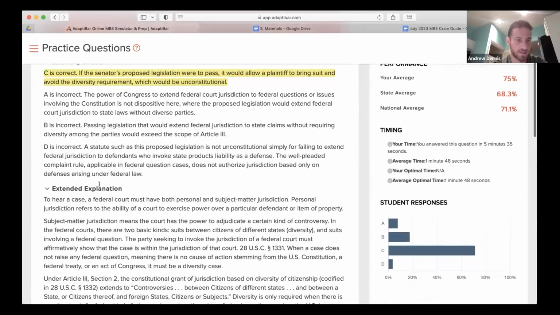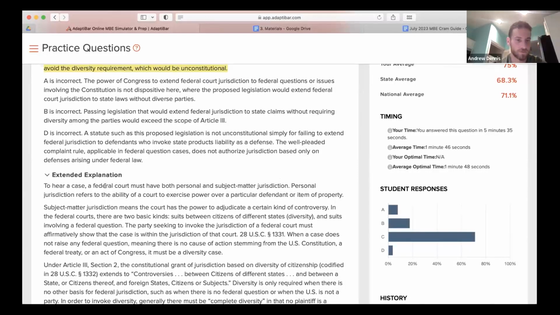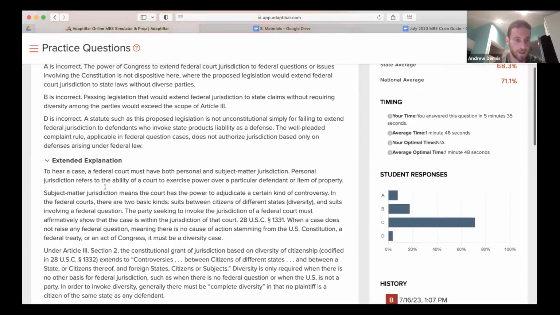So, to hear a case, a federal court must have both personal and subject matter jurisdiction. Personal jurisdiction refers to the ability of a court to exercise power over a particular defendant or item of property. SMJ means the court has the power to adjudicate.